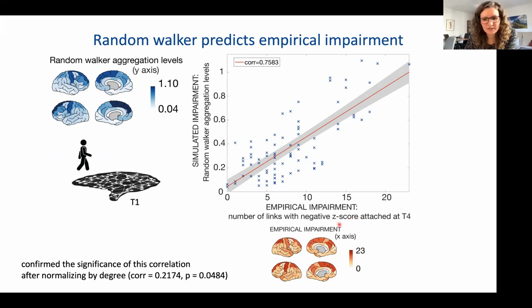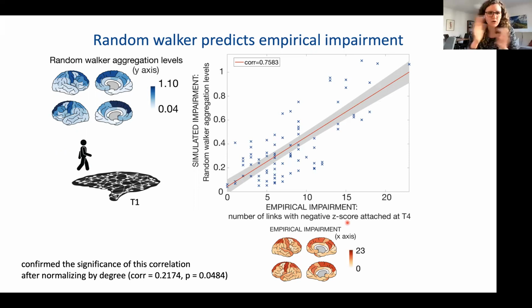So how is this empirical impairment actually quantified? Here, for each link, we calculated a Z-score. The Z-score just compares the weight of this link to the weight of the controls, because for each group we luckily have age and gender matched controls. So we can just say this is how the link should look. And then we calculate the Z-score. If the Z-score is negative, it means the link is weaker than in controls.